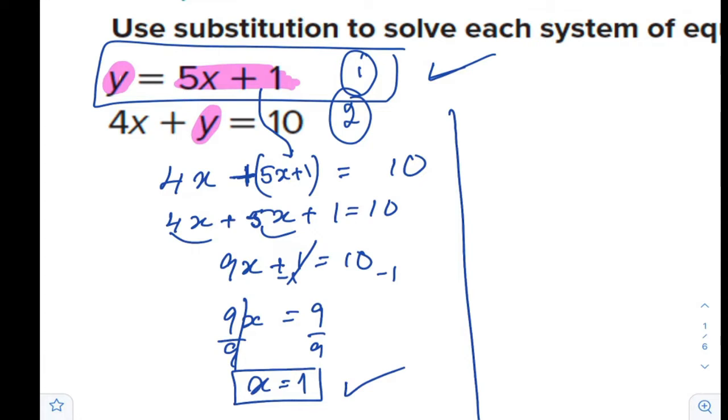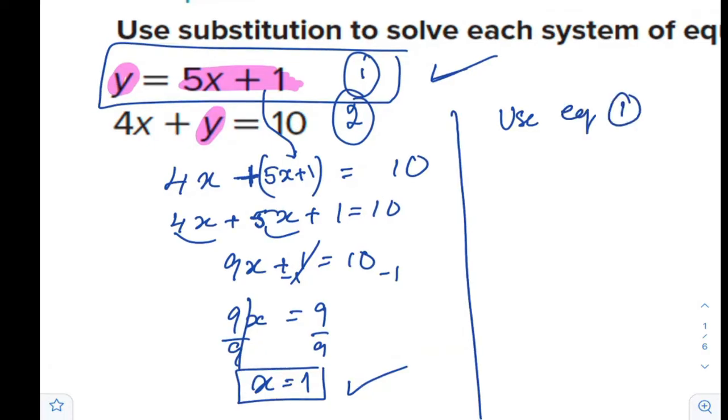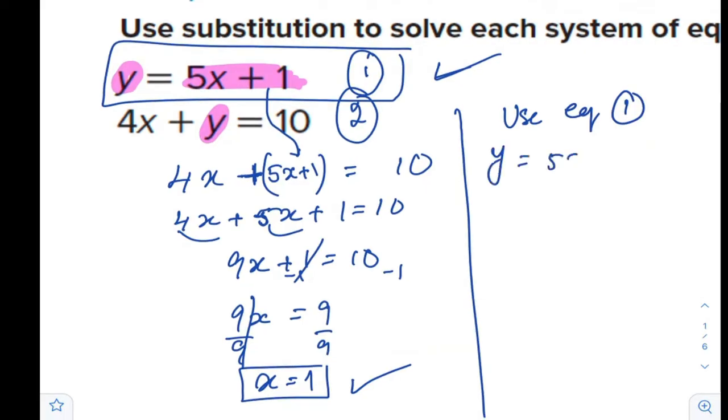Use any equation to find y. It's very clear here that equation 1 is much easier to use than equation 2, so we will use equation 1. You can use either equation 1 or 2 to find y, but the easier one is equation 1, because y is already isolated. So we will use this one, equation 1.